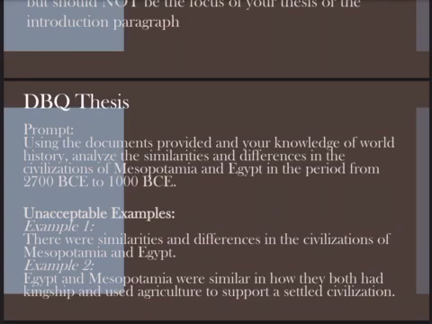Okay, example number 2. Egypt and Mesopotamia were similar in how they both had kingship and used agriculture to support a settled civilization. Well, Thesis 2 improves upon the first example by including specific similarities, kingship and the use of agriculture, right? However, this isn't going to earn the point because it doesn't address all parts of the prompt. There are no differences, and the prompt asks for both similarities and differences. So here are the two examples that I've given you that are unacceptable.